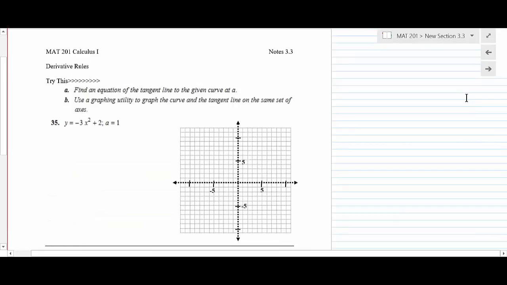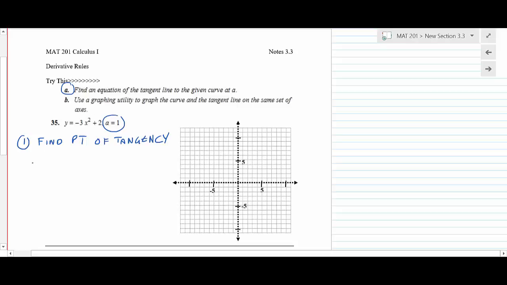So here's a tangent line problem. You're supposed to find an equation of a tangent line, and we're doing that at a = 1. A is really telling you just where we're looking for that tangent line. So there's two things you got to do. The first thing you got to do is find what I call the point of tangency. I have to at least give you the x value, which I did.